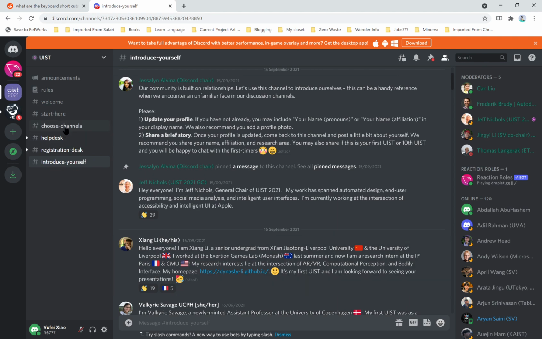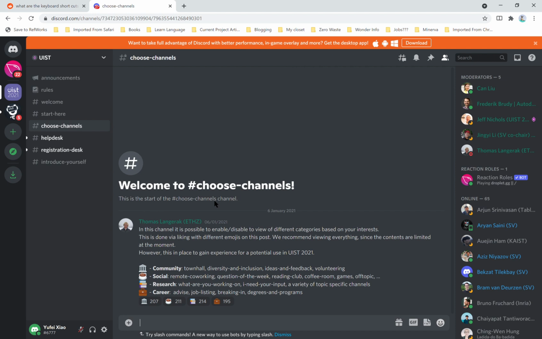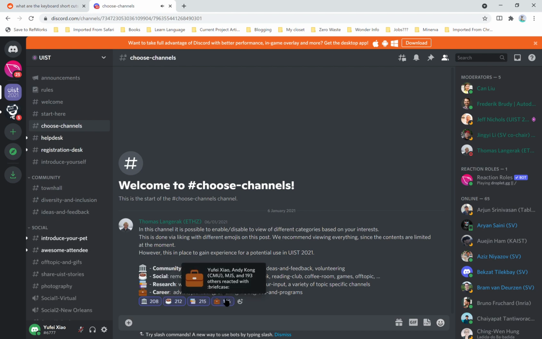And let's go to choose channels next. Here is where most of the social and research channels are collected. You can, again, react to it specifically to enter each of the sub-channels. For example, there's community, which is the first reaction. There's the social, which is the second. There's research, the third, and career, the fourth. You can choose which emoji you're going to use as a hotkey by doing, I think it's Alt Control E or Shift E. Channel header region combo. I will send the shortcut keys below.